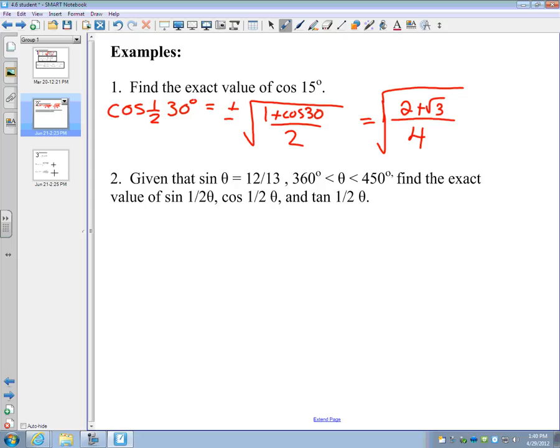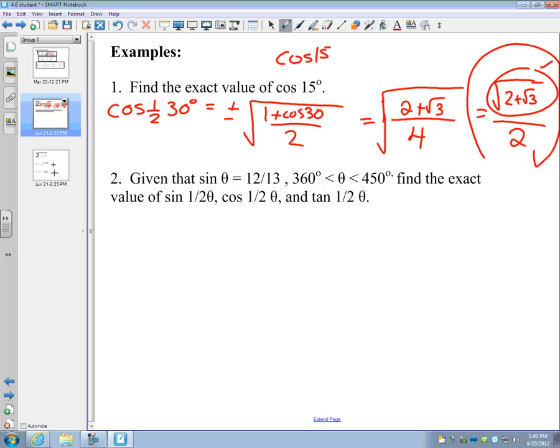Now we're going to take the square root of the top and the square root of the bottom. So this is the square root of 2 plus root 3. The square root of 4 is just 2. And that's as simple as we can get that. We're not going to try and fix this. That's perfectly fine. So there's your answer, finding the exact value. To check this, you could just, in your calculator, type in cos of 15. You're going to get a funky decimal, and then put this into your calculator, and you'd get the same decimal.